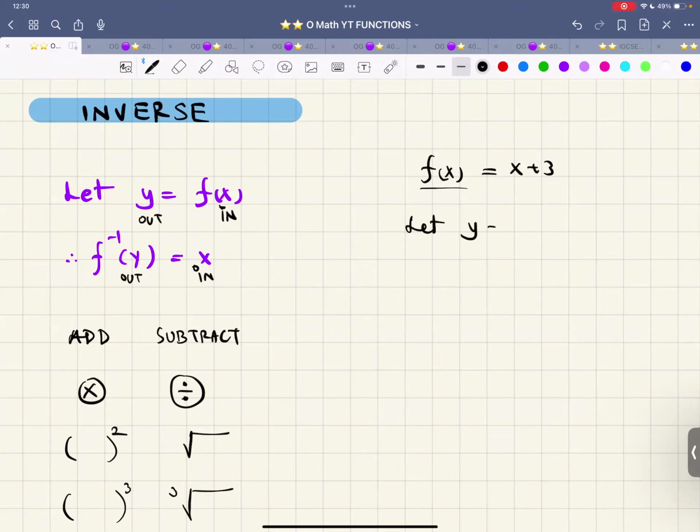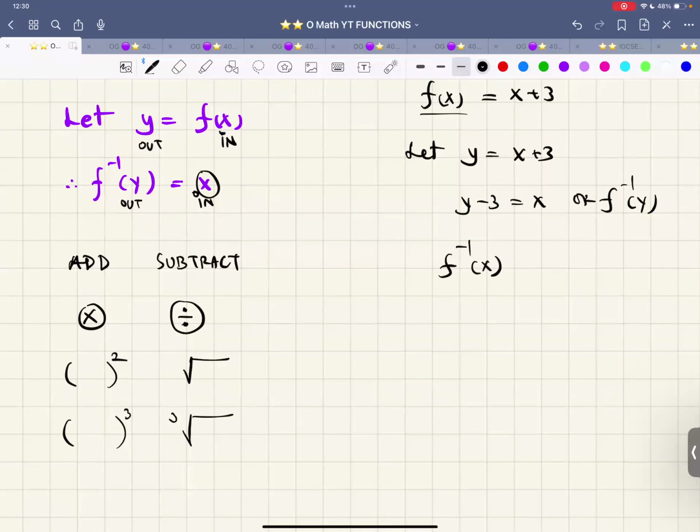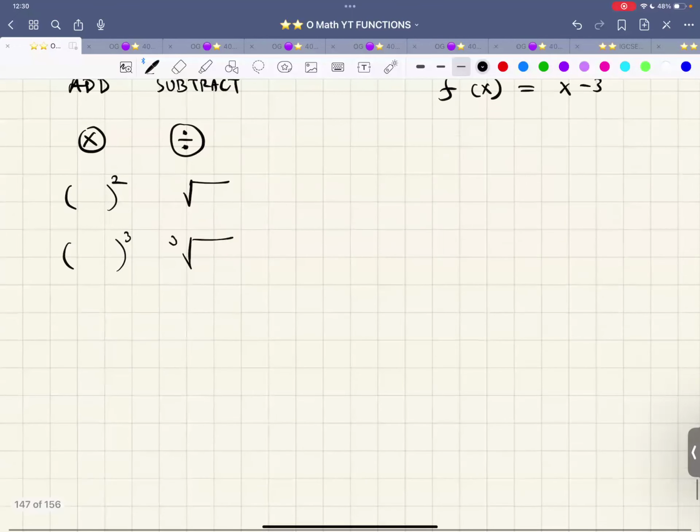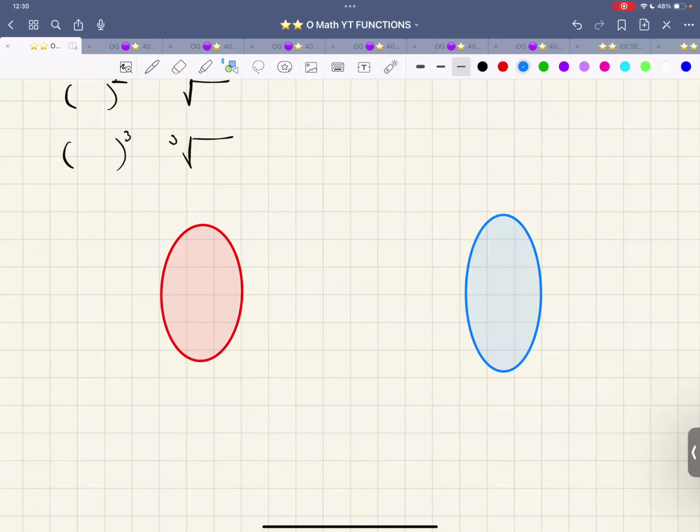So let y is equal to x plus 3, y minus 3 is x. But what is x equal to? But x equals to f inverse y. Since we have a habit of writing everything in terms of x, therefore f inverse x is x minus 3. So now let me draw a mapping diagram over here. So let me draw two circles or ovals, doesn't make a difference. And let me write over here x, hold for a second. So let me write over here x, and this is y.